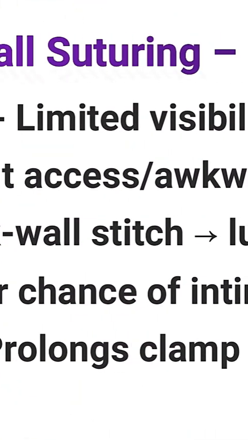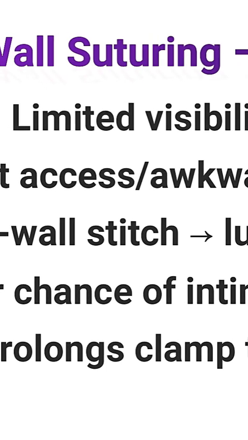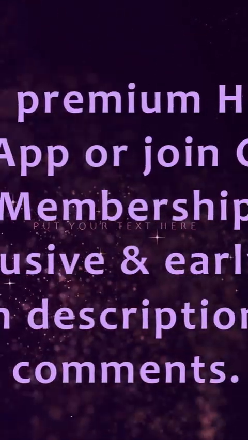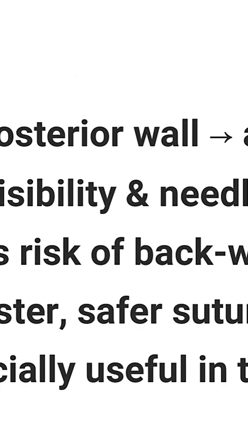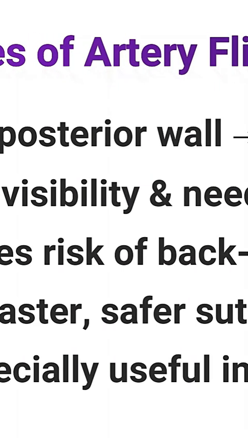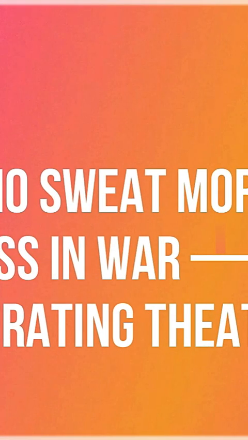Posterior wall suturing challenges are limited visibility, difficult access, awkward angles, risk of a back wall stitch, lumen narrowing, higher chance of internal injury, and prolonged clamp time. The advantage of this technique is that you convert the posterior wall to anterior. There is better visibility, needle control, reduced risk of a back wall stitch, and faster, safe suturing, especially useful in a trauma setting. Keep practicing, friends, for the sake of your patient, and practice will make you perfect, and you will have an excellent recovery.